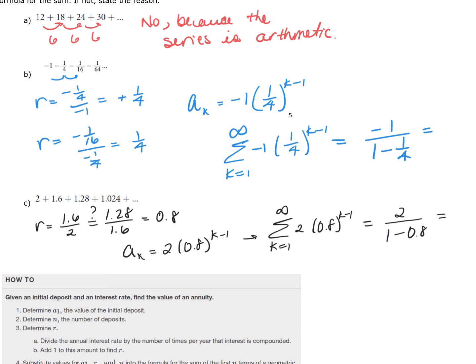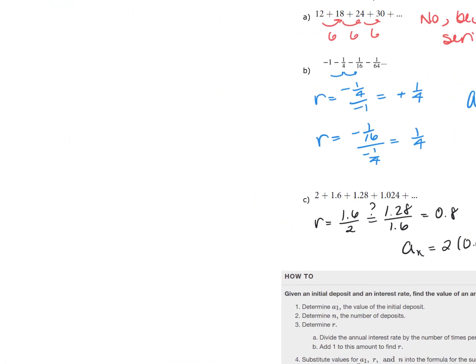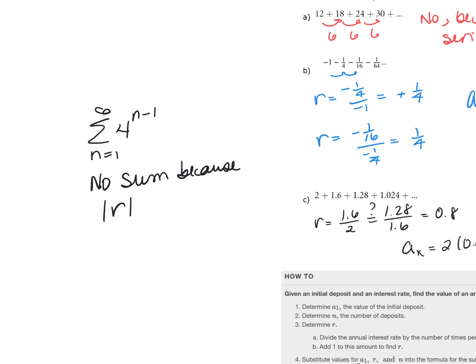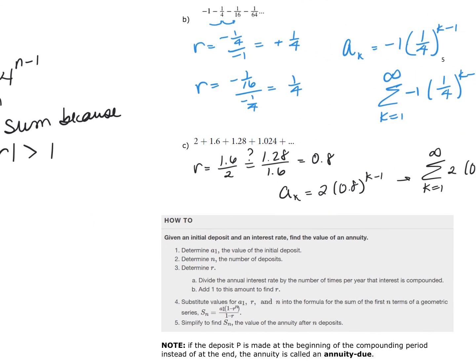Now, as before, just my other example, remember I had this one, n equals 1 to infinity of 4 to the n minus 1. That, even though it's geometric, will not have a sum, because your absolute value of r is greater than 1, and so that's why you won't have a sum. It'll go to infinity, but it won't have a sum as a number.